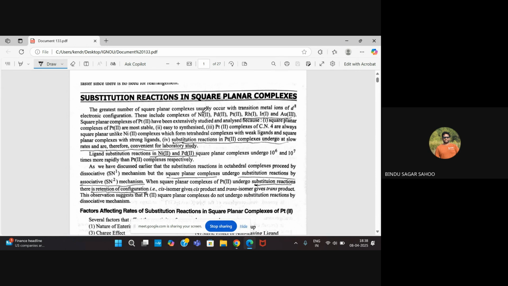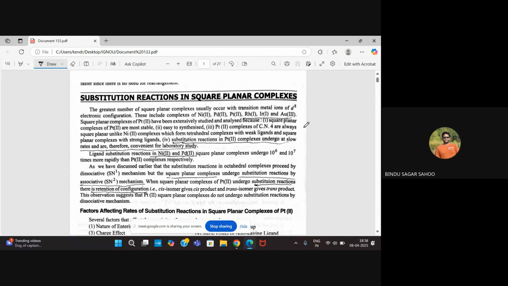Okay, so preferably d9 and d8 electronic configurations form the square planar geometry. Particularly these types of metals: nickel 2+, palladium 2+, platinum 2+, rhodium 1+. These d8 electronic configurations form the square planar complexes. But out of all these metals, platinum in particular forms mostly 80% of the square planar complexes.